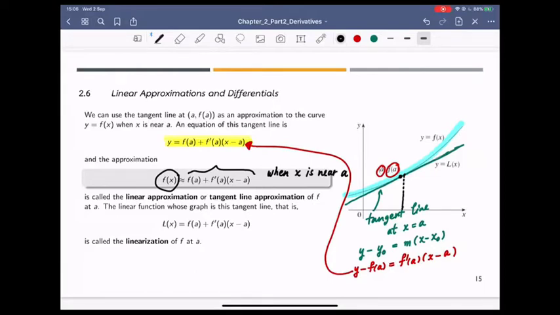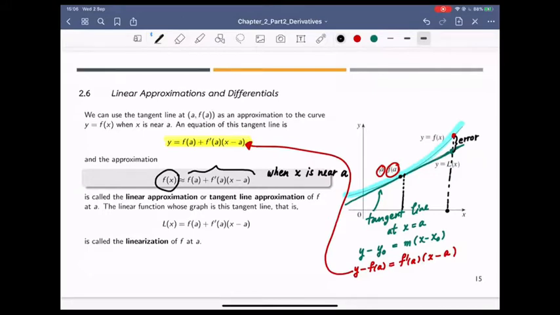You can see that if the value of x is near the point a, the approximation is going to be better. But if you pick a value of x that is far from the point a, that means the approximation is not going to be good, because the real value is going to be this red point, but your approximation is going to be this green point. So you're going to have a gap here. This is your error, right?